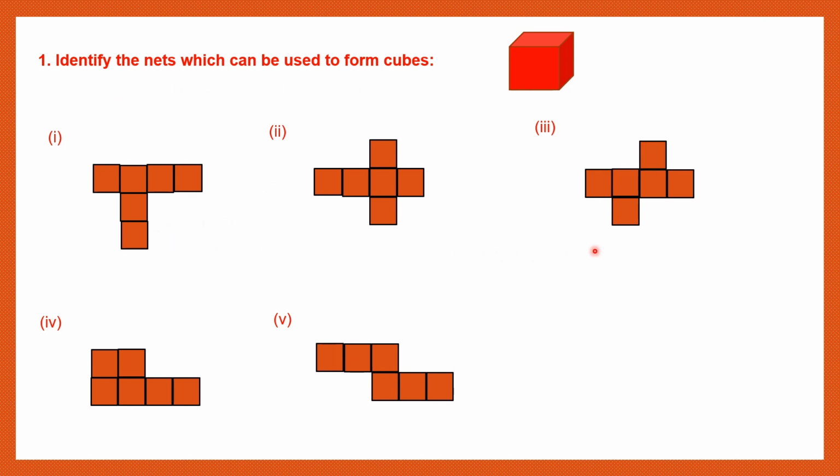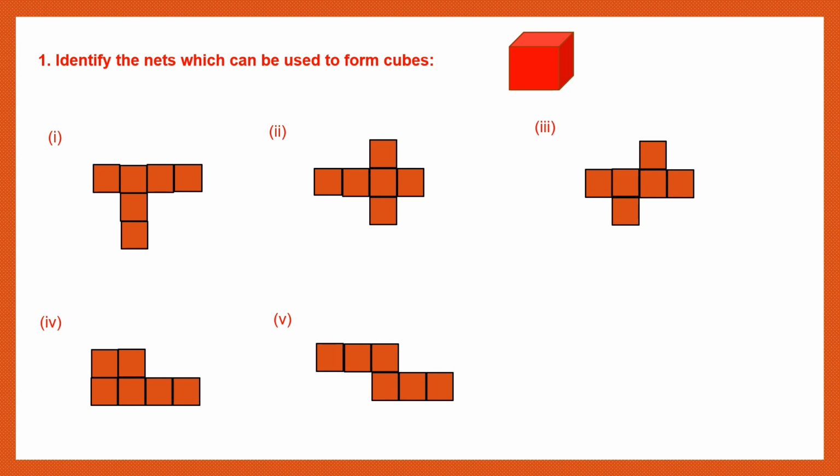Now, there are 5 nets here. Which of these can be used to form a cube? Which of these, when you fold it, will form a cube? Right now, they're all flat two-dimensional shapes. When you fold it, you need to get a cube. So you have to visualize that in your mind. So which of these will help form a cube?